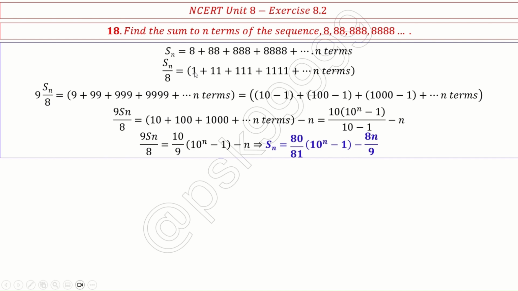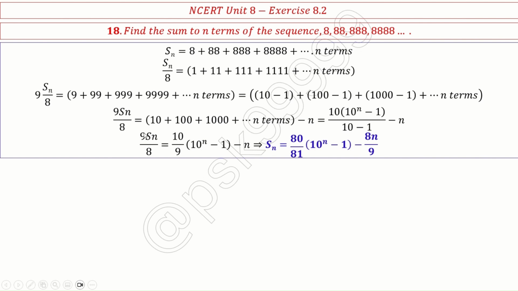Now I am multiplying the series with 9. Why I am doing all this? I need a GP. I need to get a GP in these n terms. Then I can apply my formula. So 9 times this Sn by 8 is nothing but 9 plus 99 plus 999 up to n terms. So 9 I can write as 10 minus 1, 99 I can write as 100 minus 1, 1000 minus 1, and so on. So if you see here, there are n minus 1s, so that is minus n, and then I have 10, 100, 1000 n times. So this is a geometric progression with the initial term as 10 and common ratio as 10.